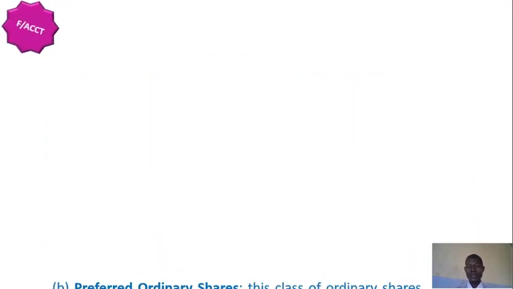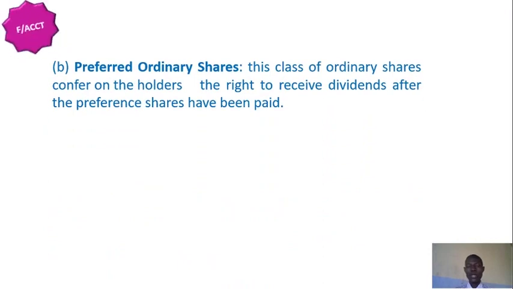Then the next one is the preferred ordinary shares. We pointed out that ordinary shares can be divided into two: the founders or the deferred ordinary shares. Then the number two is the preferred ordinary shares. This class of ordinary shares confer on the holders the right to receive dividends after the preference shares have been paid their dividend. So that's the preferred ordinary shares.